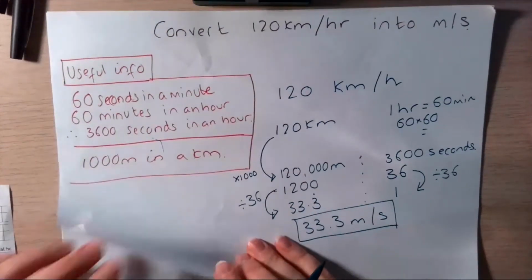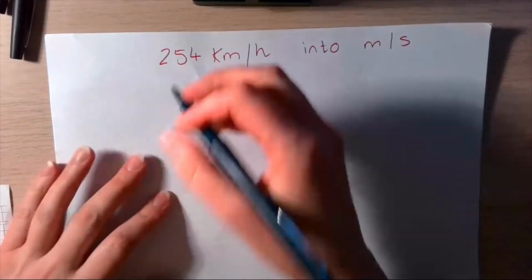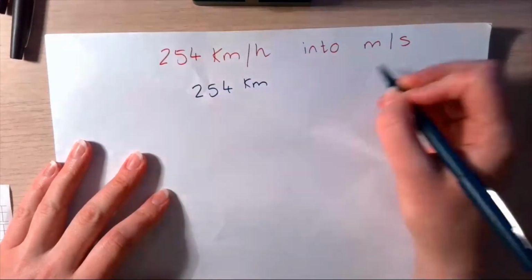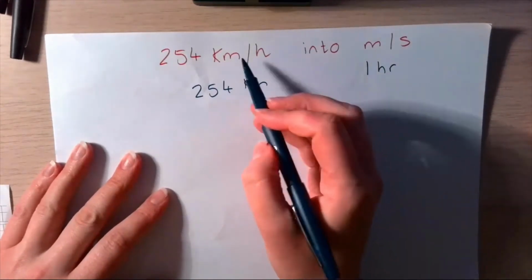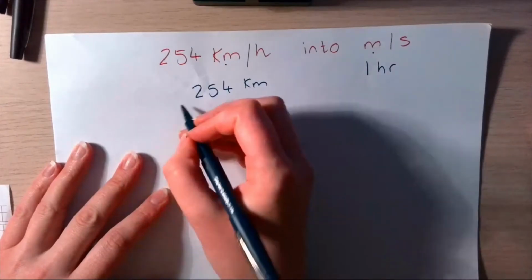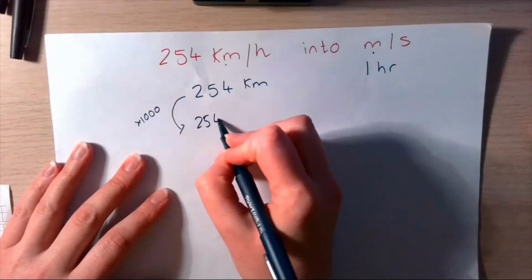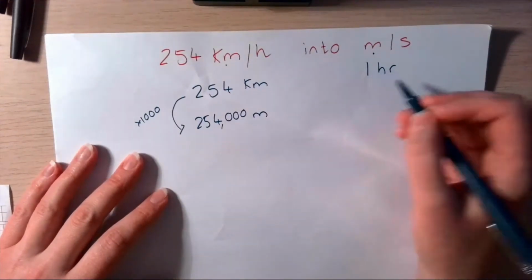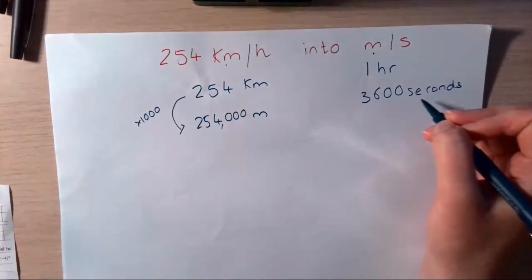So there's one. I'm going to do just one more of these, and this one we're going to have 254 kilometers per hour into meters per second. So a similar sort of thing. We're going to take our 254 kilometers, and on this side we've got our 1 hour. And we want to convert both of those measurements. First of all, we're going to turn our kilometres into metres, so times 1,000, which gives us 254,000 metres. So we're into metres already. And on this side, we already know 3,600 seconds in 1 hour. I'm happy for you to just know that.